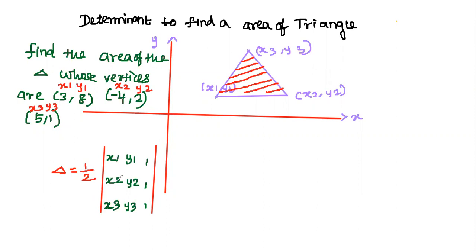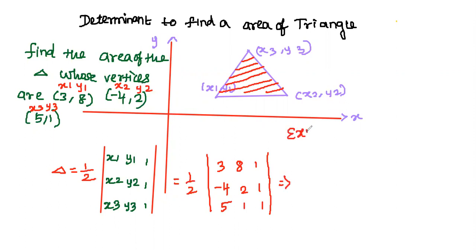So it's half into the determinant with rows x1, y1, 1; x2, y2, 1; x3, y3, 1. So it's half into determinant 3, 8, 1; -4, 2, 1; 5, 1, 1. This also I'm going to expand through row 1. I'm going to use the expansion technique again.